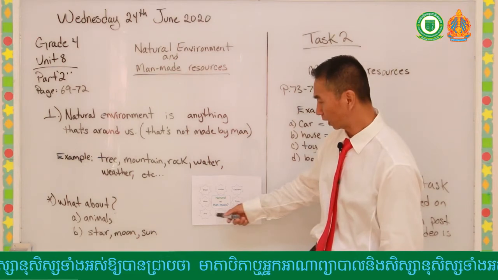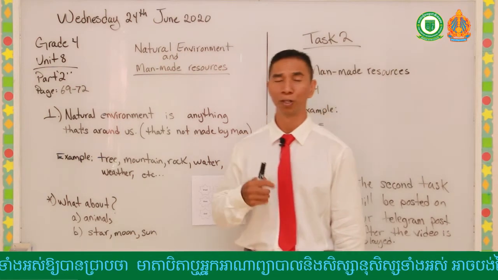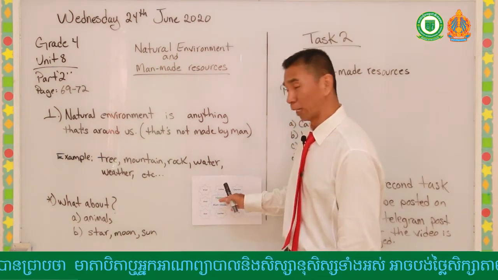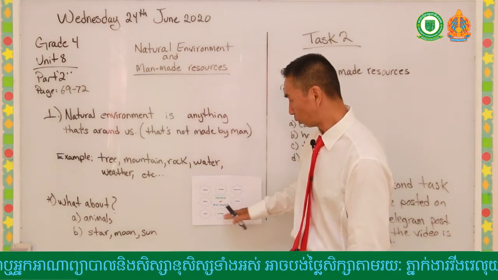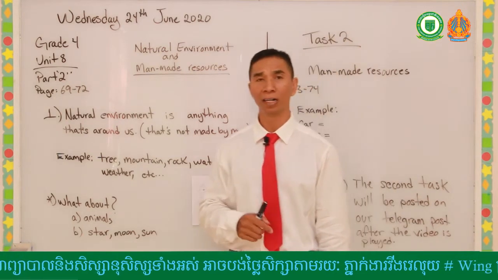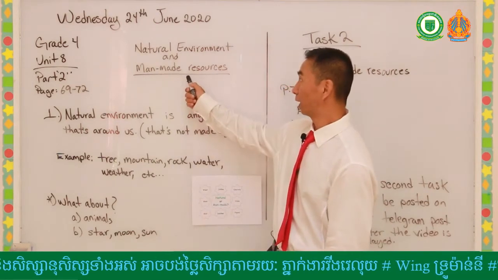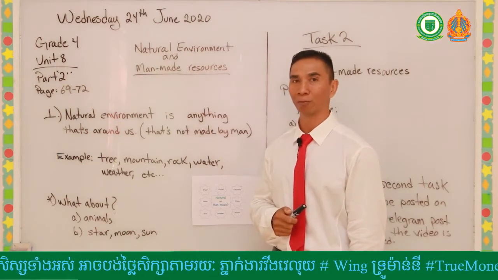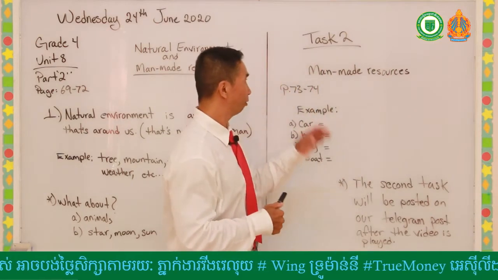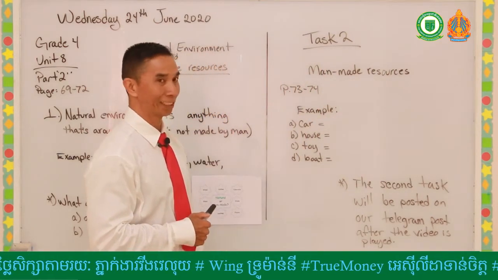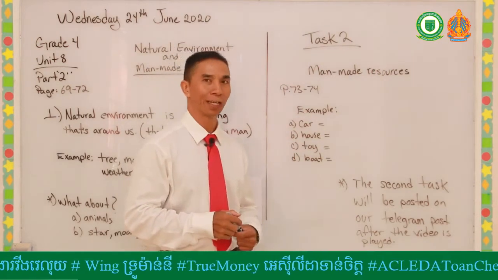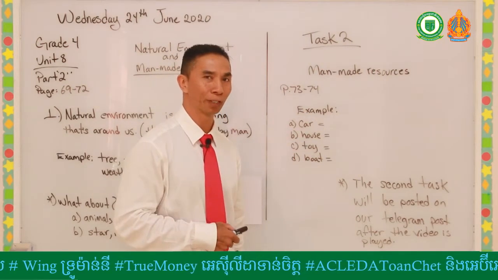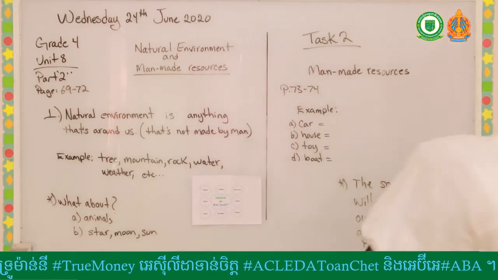And I have a list of a few other things on here. I want you to look at my board I posted and write something on our Telegram post, explaining what each item is and whether it is from man-made resources or from our natural environments. Okay, now going on to our task 2. Our task 2 is from page 73 and 74. Can you please bring out your book and turn to page 73?